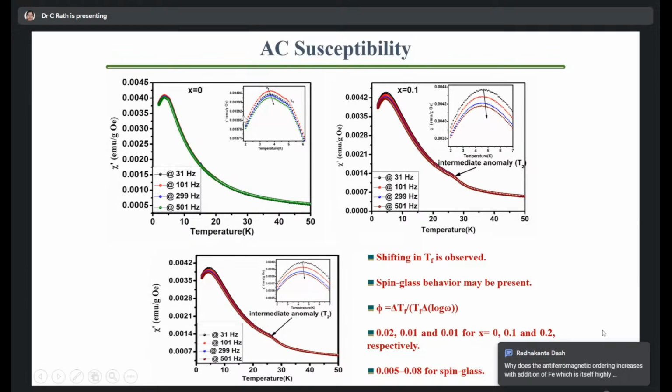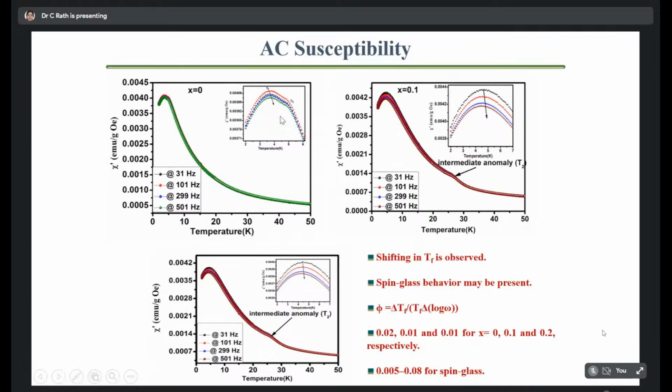That has to be further confirmed from different kinds of laws. There are 3 different laws which have to be fitted with this curve, and one can confirm this. In all these samples we observe a dispersion behavior. The intermediate anomaly T2, which we could not observe in M versus T, we could find out from 1 by chi, and that we could also see from the AC chi measurement.